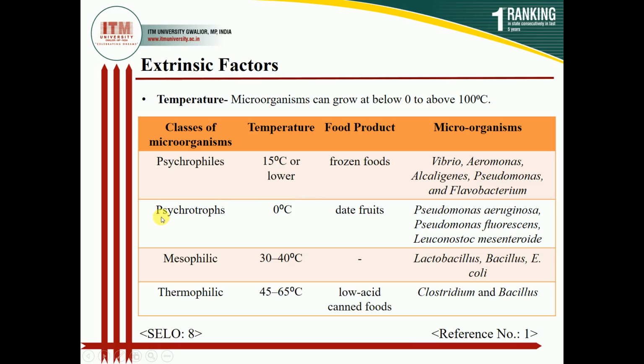Next is the psychrotrophs. Psychrotrophs are organisms that can grow at 0 degrees C, but their optimum range of temperature is around 20 to 40 degrees Celsius, and the maximum is around 43 degrees Celsius. And these are some microorganisms that can grow and spoil date fruits.